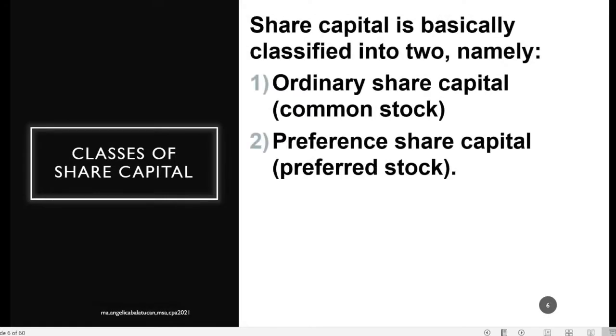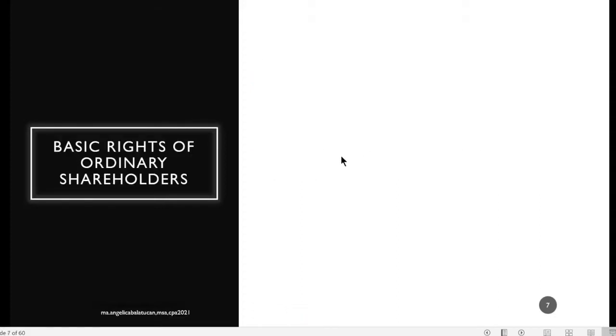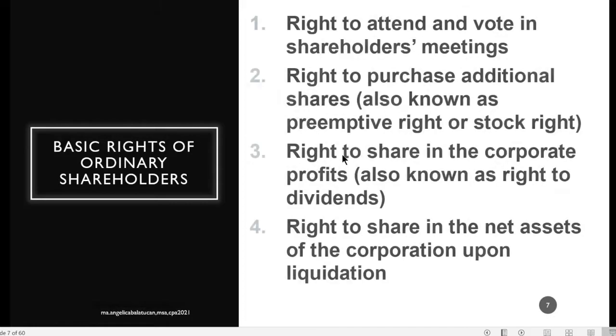Then what are the classes of share capital? We have two. We have the ordinary share capital, or they call it common stock as well, and the preference share capital, or the preferred stock. So what are the basic rights of the ordinary shareholders?